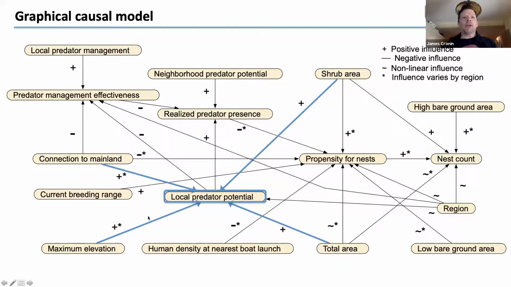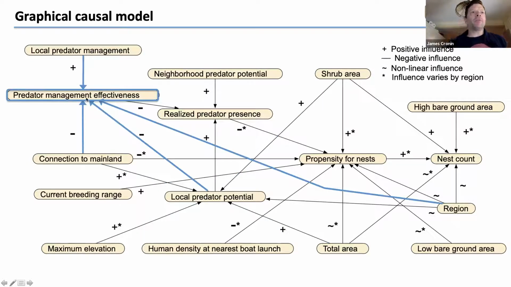So local predator potential might increase with shrub area, with the total island area, or with the elevation of the island, and it might be greater on islands that are more highly connected. Oh, and I forgot to highlight this arrow here. So those relationships could also vary regionally. And in terms of the effectiveness of predator management, it depends upon whether or not there's even some action to manage them. It might decrease with local predator potential. So if there's a lot of predator potential on the island, then it might be harder to control them. And it might be more difficult to be effective at predator management as the connectivity to the mainland increases because there's more predator pressure. And these relationships, again, can vary regionally.